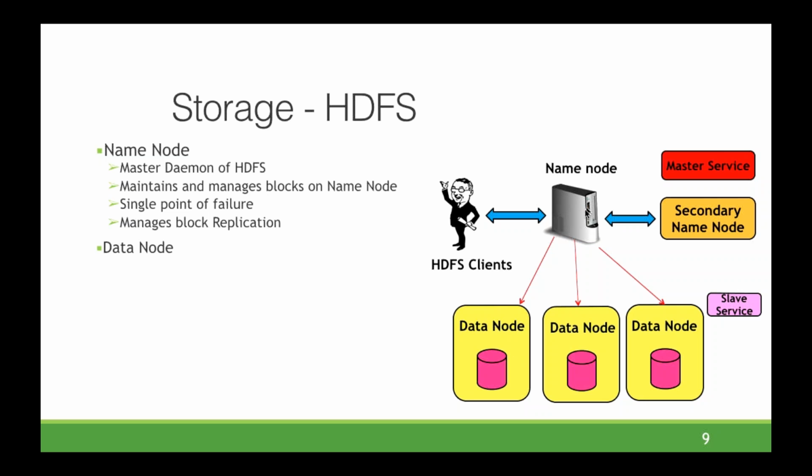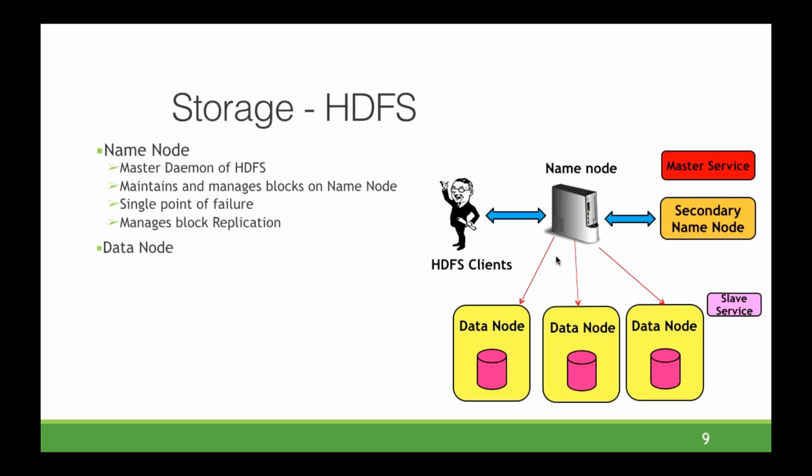The name node is the one who manages the block replication, and these data nodes from time to time keep sending block reports and heartbeats to the name node saying that we are alive. If the name node doesn't receive any heartbeat from a node, it will assume that it is lost, so it will create the replica on some other node. That is what the name node does. It manages the block replication.